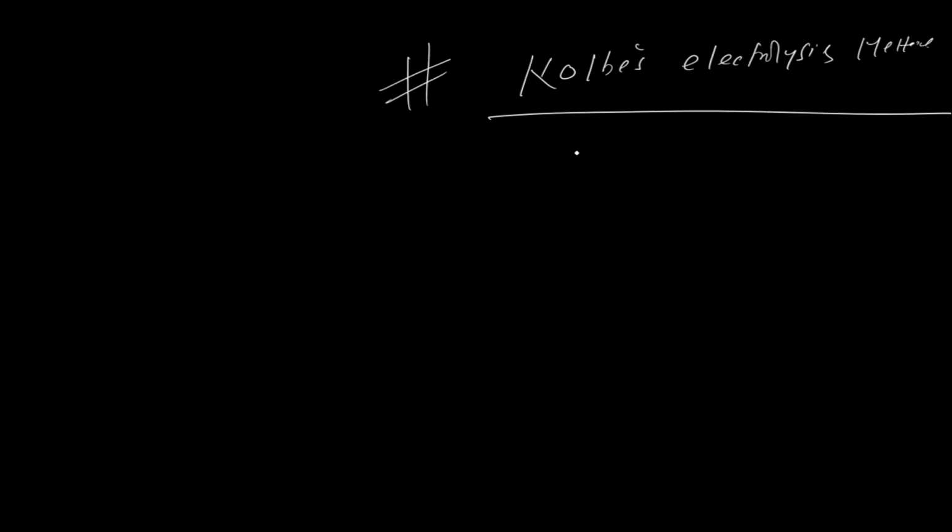The next one is also from carboxylic acid, and that is Kolbe electrolysis. That's a very important one, Kolbe's electrolysis method. So what is the Kolbe electrolysis method, and what do you take there? The sodium salt of carboxylic acid, like sodium acetate or sodium alkanoate, is electrolyzed with water.